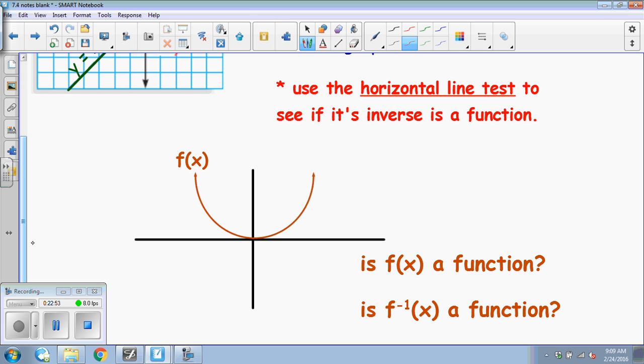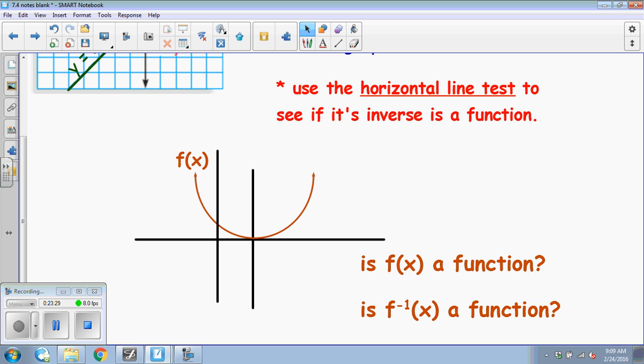So when we look at this graph right here, this is f of x. This is not the inverse. This is our regular function. We're going to do both tests to tell whether it's a function and whether its inverse is a function. So, is f of x a function? Yes, because it doesn't matter where I put this vertical line. Here's a vertical line, right? How many places is it touching that red graph? One. It's just touching the red graph at one point.